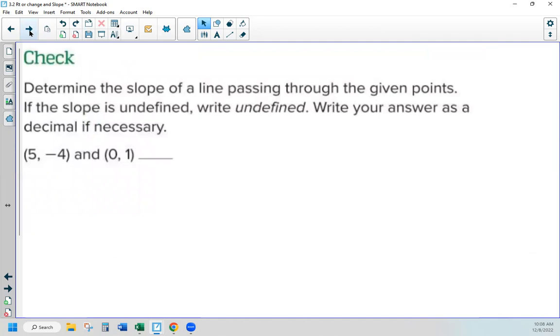Now, determine the slope of a line passing through the given points. If the slope is undefined, write undefined. Write your answer as a decimal if necessary. So, pause this right now and get it done.